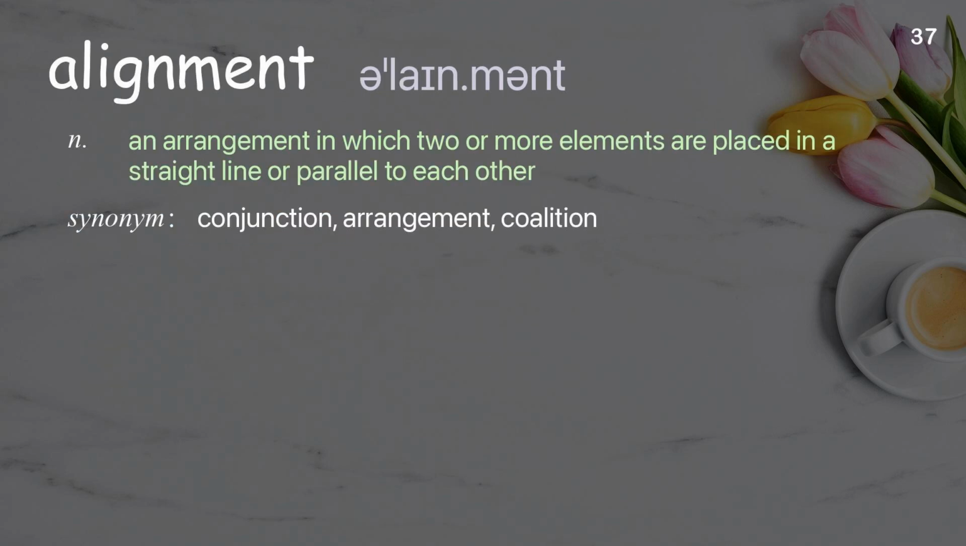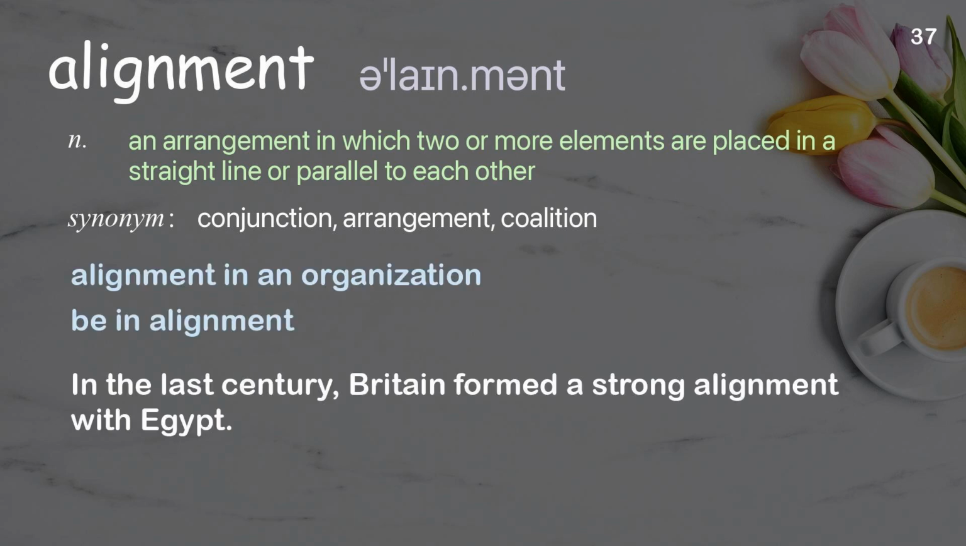Alignment. An arrangement in which 2 or more elements are placed in a straight line or parallel to each other. Examples: Alignment in an organization. Be in alignment. In the last century, Britain formed a strong alignment with Egypt.